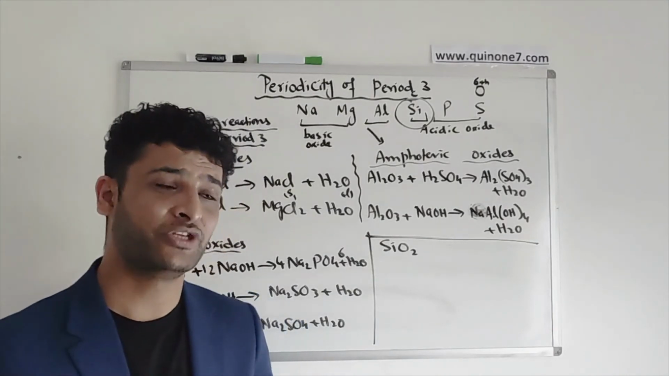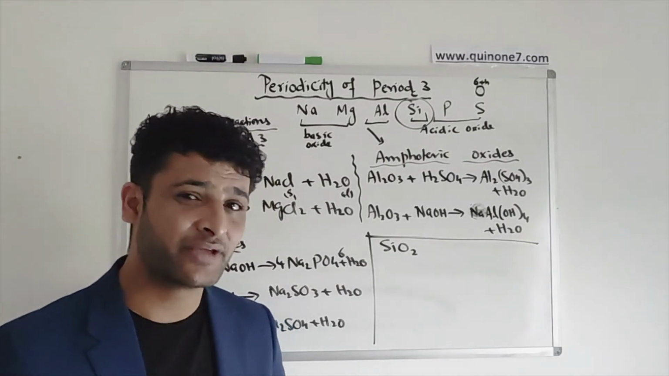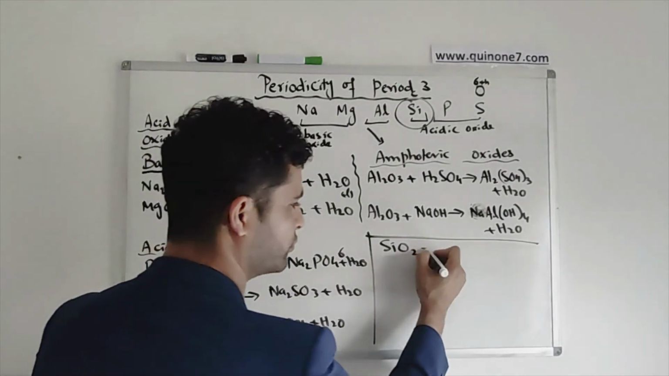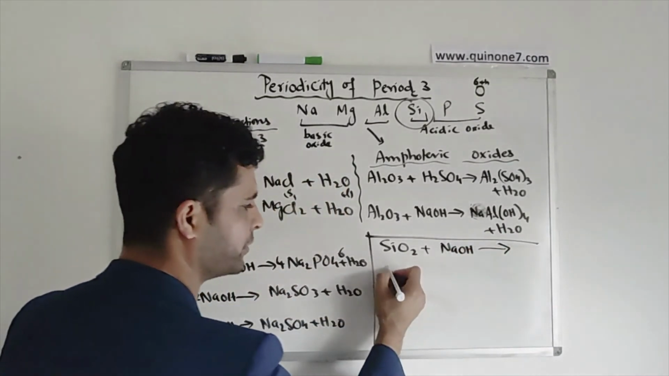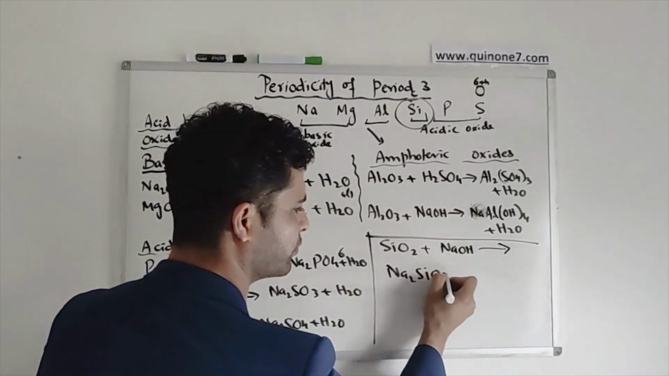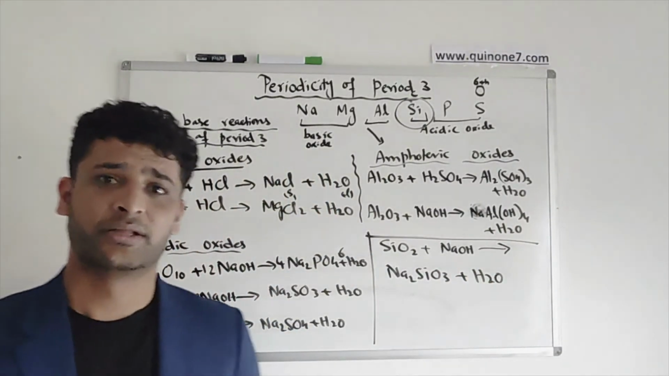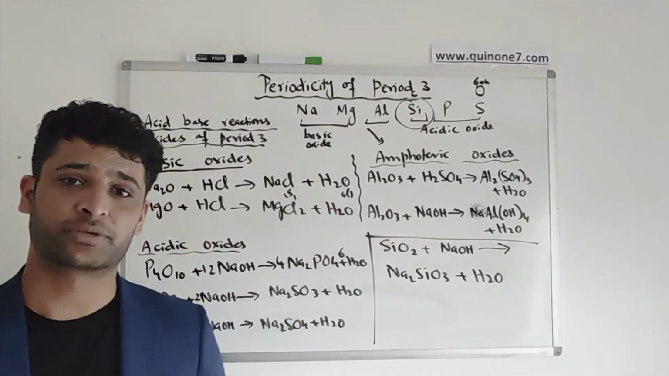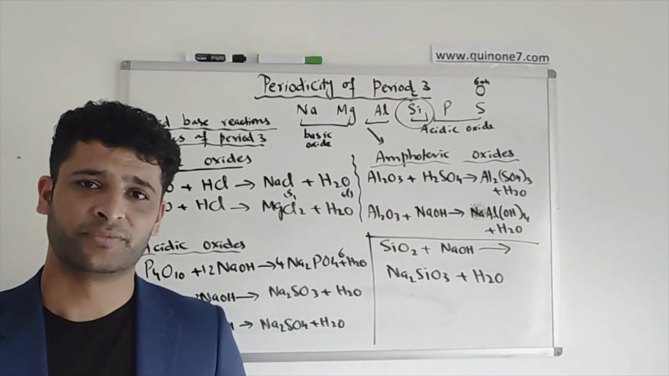weak alkali. Whereas when you put it into a strong alkali, a concentrated NaOH, it will show some sort of reaction. So SiO2 is going to react with concentrated sodium hydroxide. It will produce Na2SiO3, and it will produce water as well. So this is a complete description of the reactions of the oxides of period 3. Thank you very much.